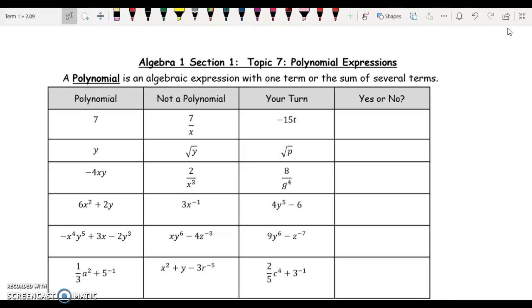In the next three lessons, we're going to be talking about polynomial expressions. Our first lesson needs to be a lot of vocabulary to see what a polynomial is, how we name polynomials by their terms and their degrees. So let's jump right in.